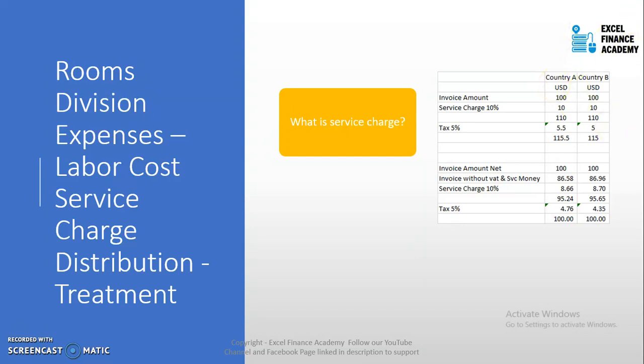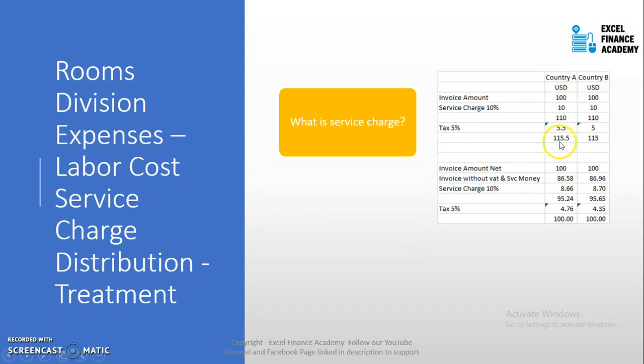Now there are two ways: the invoice amount is either inclusive of all the VAT and service money, or exclusive. So let's see what happens if the amount is net. It includes all: the menu price includes VAT and service charge. So how do we calculate? In this case, as we know, if the bill amount is 100, the total amount becomes 115. So we work backwards from $100.